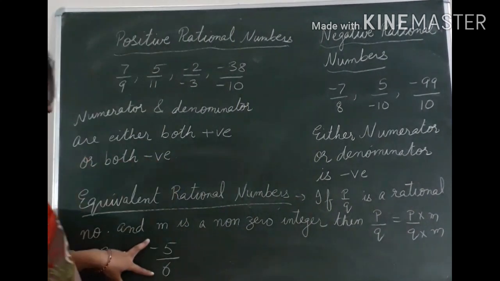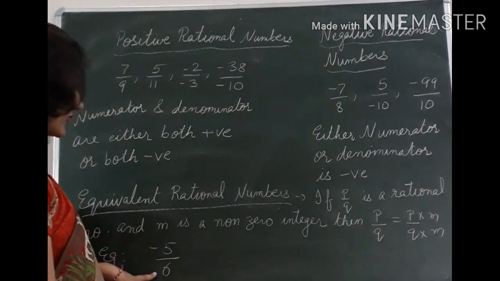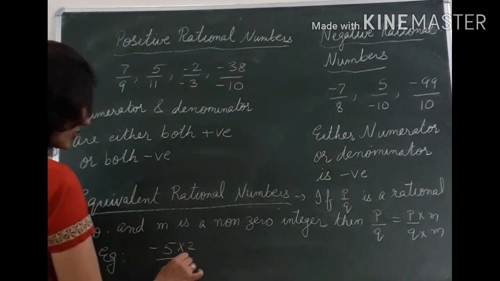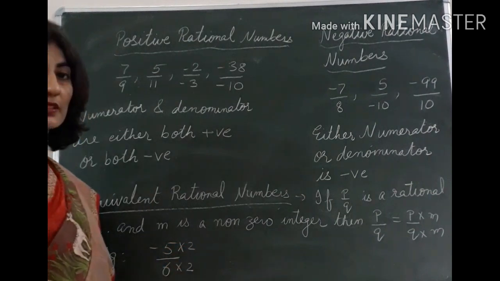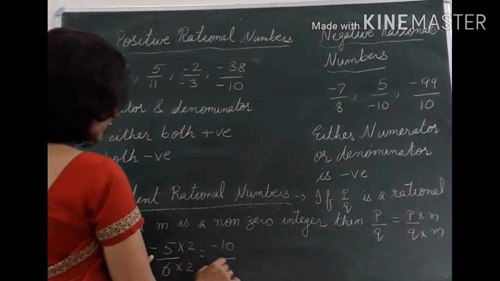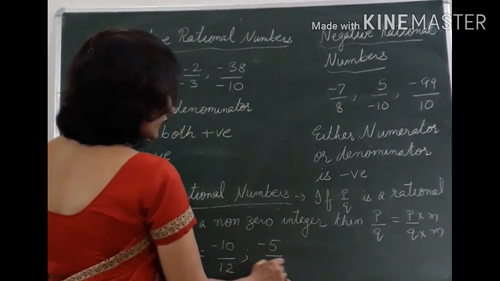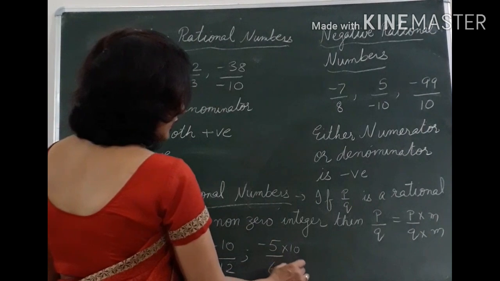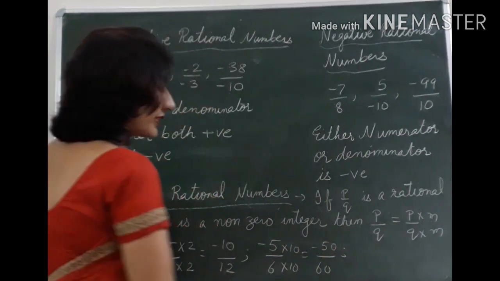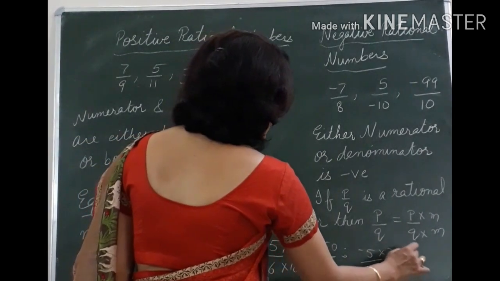Like if I have taken the rational number 5 by 6 and I ask you to write the equivalent rational numbers of minus 5 by 6, what we will do? We will multiply the numerator and denominator by any non-zero number, but the number should be same. So if I multiply by 2, it will come minus 10 by 12, which is one rational number. Then again, equivalent rational number of minus 5 by 6, you can multiply by 10. You will get minus 50 by 60. Another equivalent rational number of minus 5 by 6, if you have to write, you can multiply by 3. You will get minus 15 by minus 18.